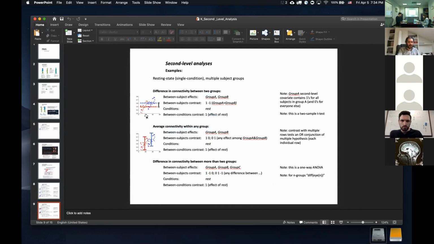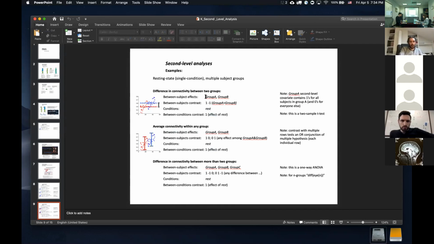For every subject, I'm just entering its age on the x-axis and its activation level on the y-axis. But I'm not going to care about age at this point. I'm just going to care about activation. So I have these blue dots, a group of subjects, and these red dots, another group of subjects. I want to look at the difference between the two groups. So how do you do it?